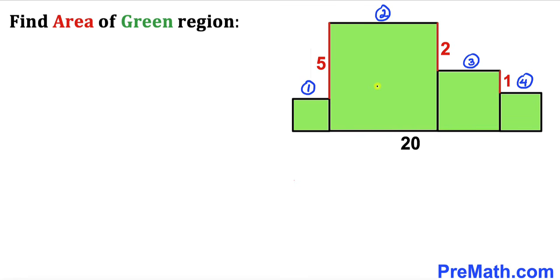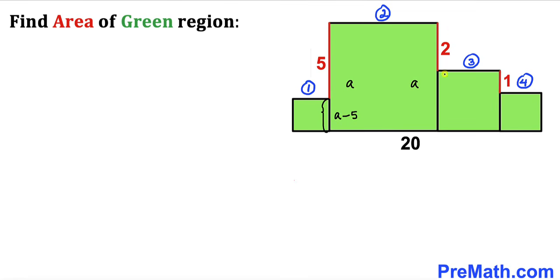And now let's focus on the biggest box, that box number 2. Let's assume the height of this box is a units. Then this side is going to be a units as well. And we know that this height difference is 5 units. So therefore the height of this tiny square is going to be a minus 5.